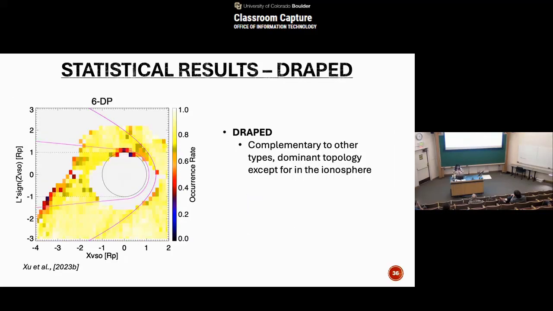All right, last but not least is the draped field lines. The occurrence rate, you can see it basically saturates the plot. It means it is the dominant topology at Venus. Venus's magnetosphere is mainly induced by nature, except in the lower altitudes near the ionosphere.